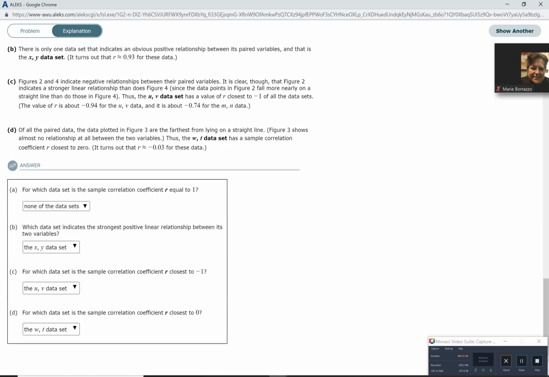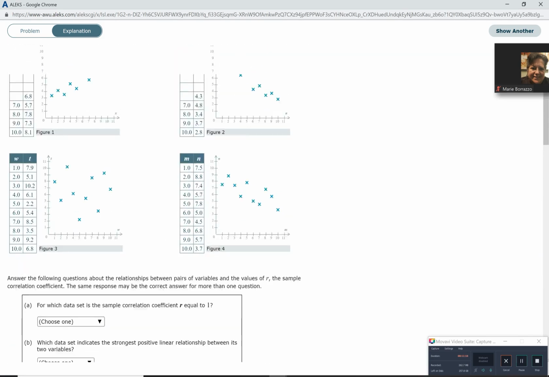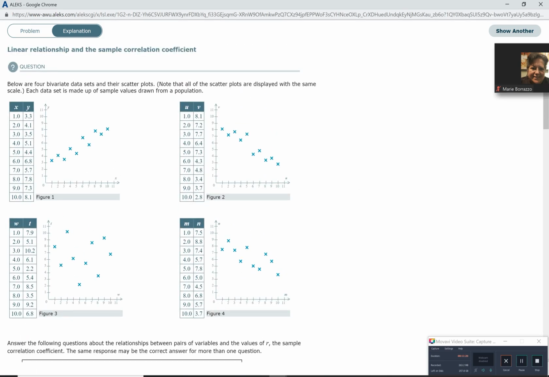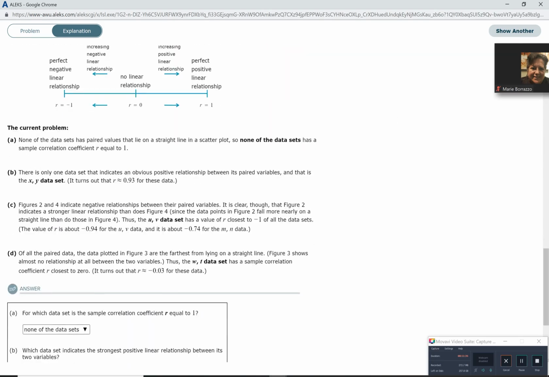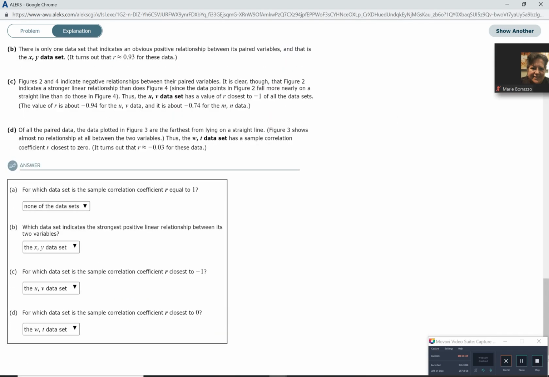For which data set is the sample correlation coefficient closest to -1? So closest to -1 means we have a pretty tight association. Now remember, both UV and MN have a negative association. They both drop down left to right. However, remember I stated that UV is a little bit closer packed together, and that would answer that question. It's not perfect, but it definitely is closer to -1.